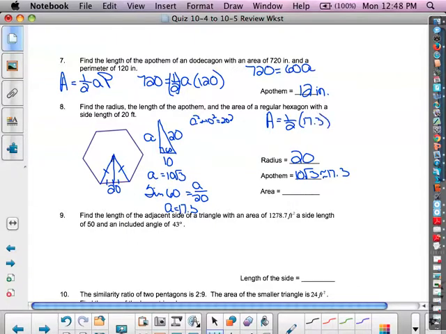So then the area of this hexagon is 1/2 the apothem, 17.3, times the perimeter, which is 6 times 20, the number of sides times the length of a side. So the area will be 1,038 feet squared.